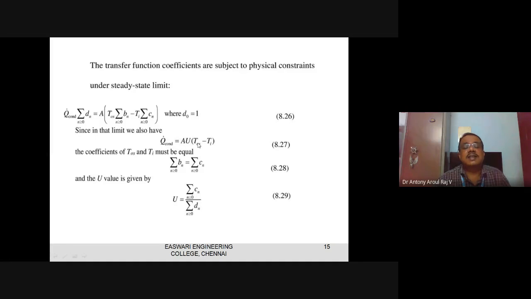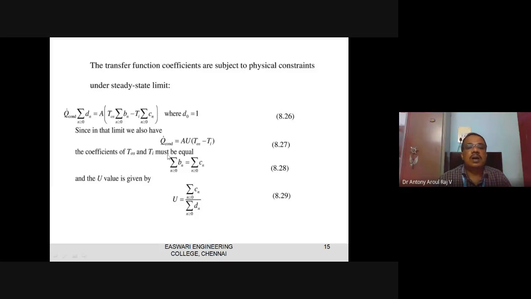So at the steady state, this will be the system. If this is the system, what is the meaning? The meaning is that this and this should be equal, and only then can this be formed. If these two are equal, you can take it outside, and that will become U. So what is U? U is the summation of C divided by the summation of D.